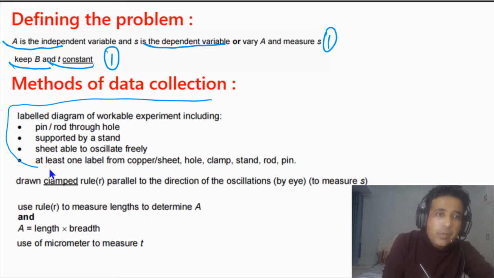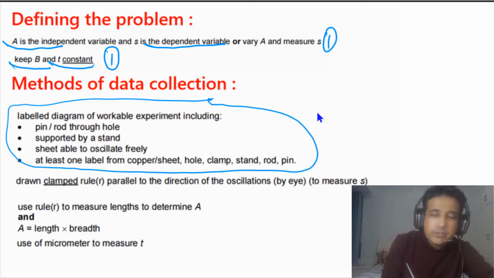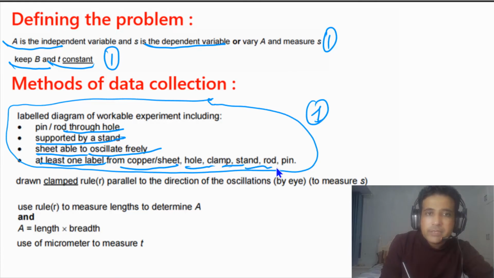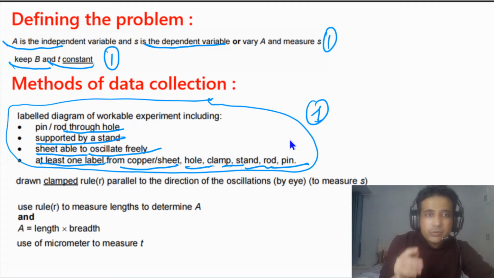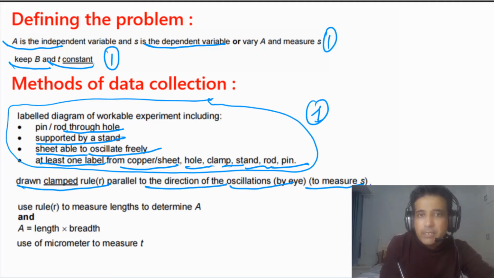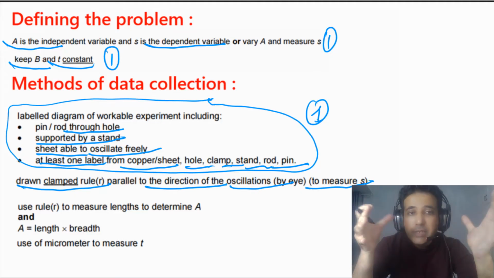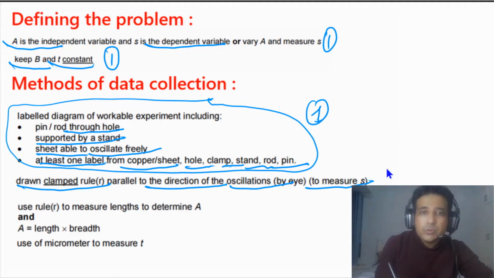And then this is about the figure. If you have drawn the figure, you will get 1 mark. In the figure, they are expecting the pin passing through the hole, supported by a stand, sheet able to oscillate freely, at least one label from copper sheet, hole, clamp, stand, rod, and pin. So we have done all these things. And next one, drawn clamp meter rule parallel to the direction of oscillations to measure S, meaning S naught. We have drawn the meter rule, so 1 mark for this one. So in this case, 4 marks you will get.